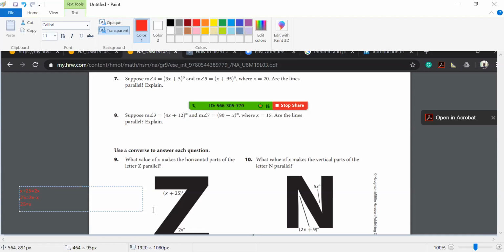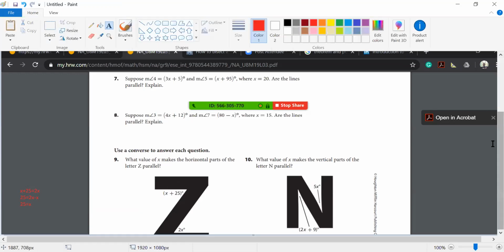So if x is equal to 25, these two angles are going to be equal, because actually 25 plus 25 is 50, and 2 multiplied by 25 is 50. So this is going to be 50, and this is 50. So these two angles are going to be congruent. So using the converse of what? The converse of the alternate interior angle theorem.